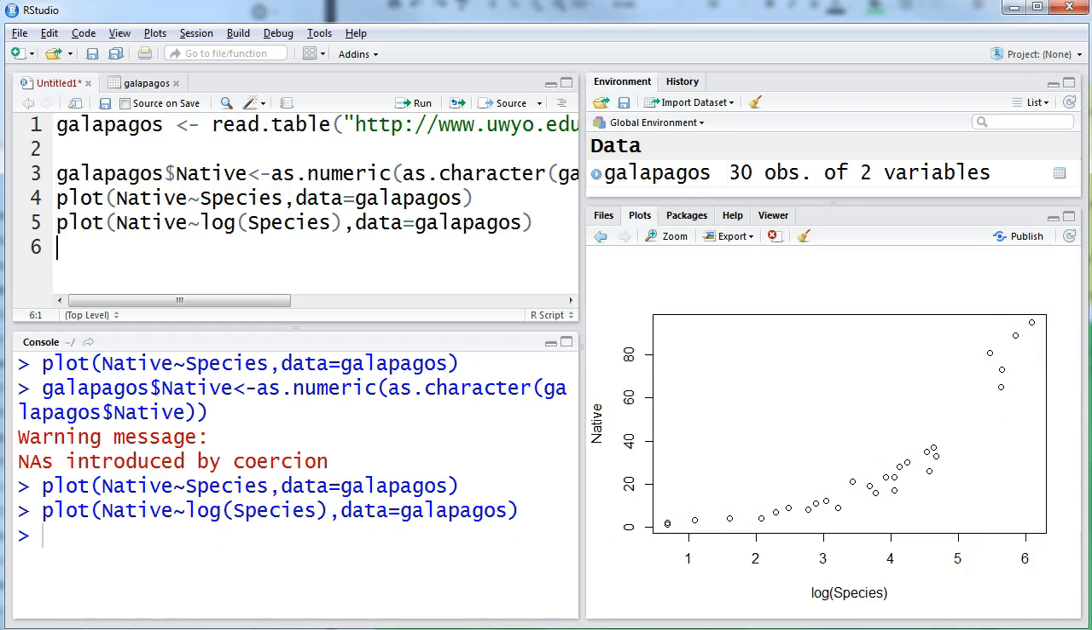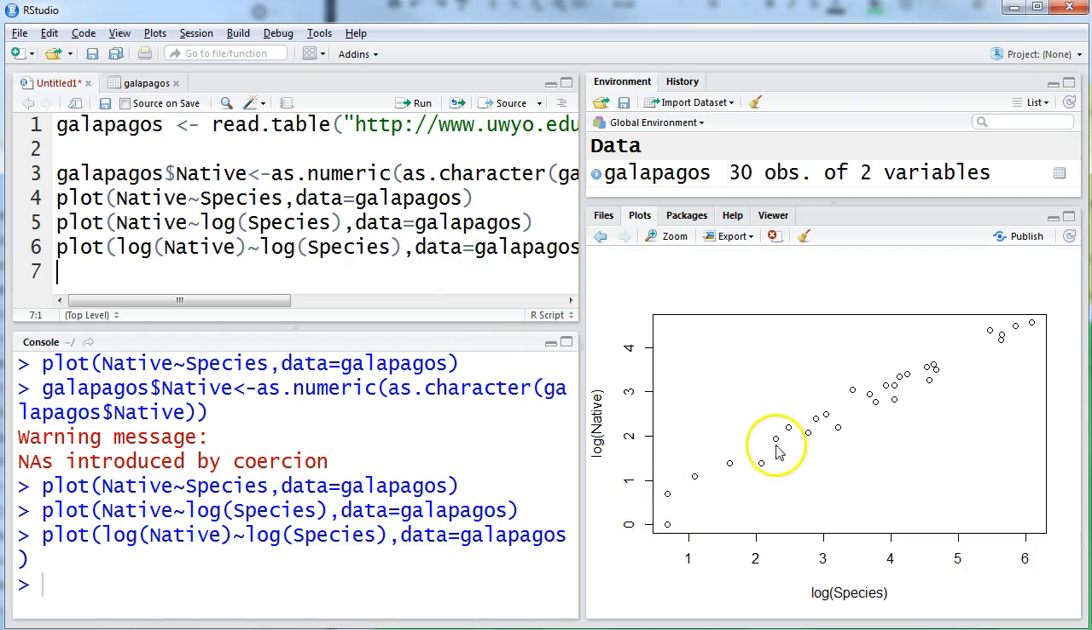Gee, how do we fix that? Well, we'll log native. And look at the log plot. Nice, perfect, linear. This is a special data set. It's not often they actually look this nice.